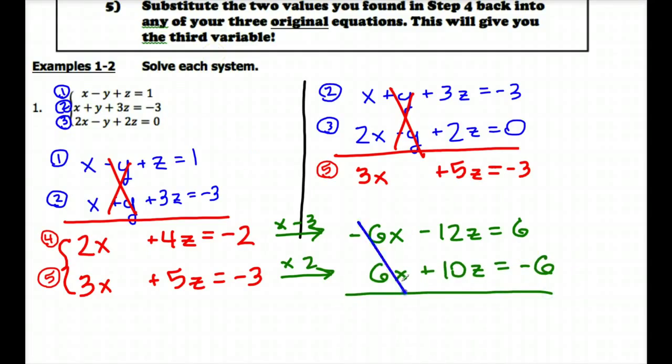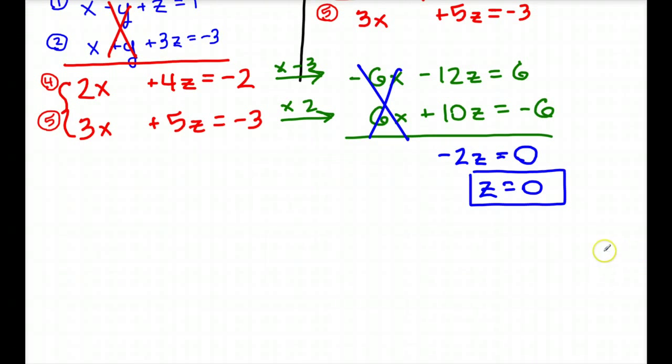Okay, and so here my x's will cancel, and I get negative 2z equals 0. So that means z is equal to 0. Okay, so now I have found one of my three variables. And this is going to make life a lot easier now that you know one of your three variables. So now you know z equals 0. You have two equations up here, 4 and 5, that each only have an x and a z on them. So now you can go back to either one of these equations, plug in your 0 for z, and now you can find x. And so I'm going to take equation 4 and do that.